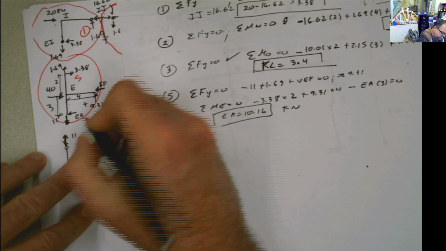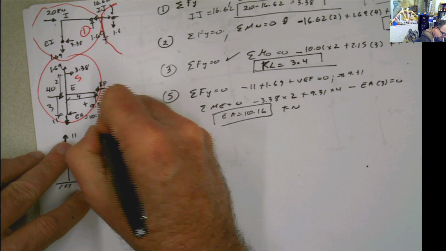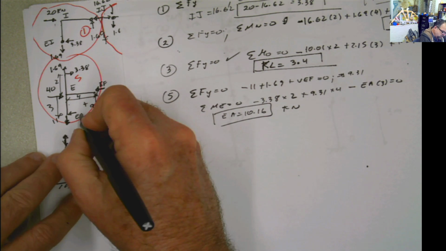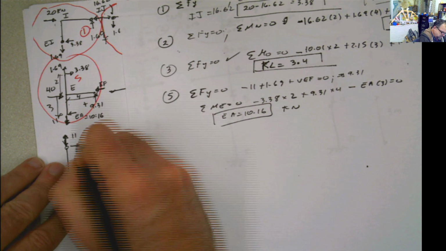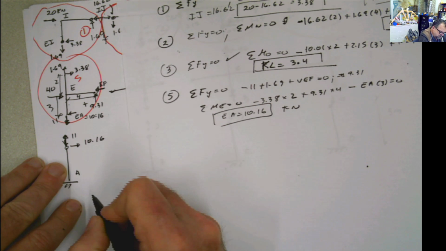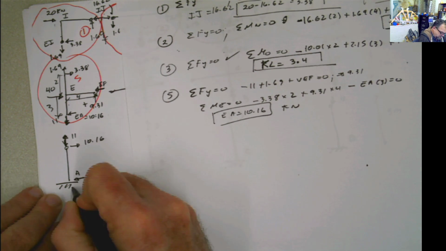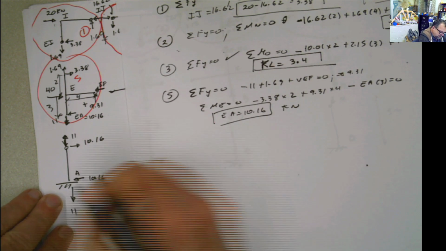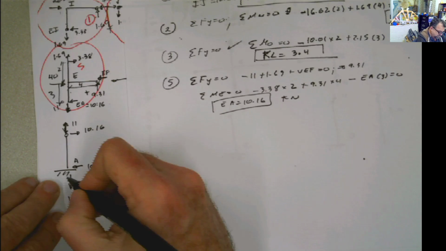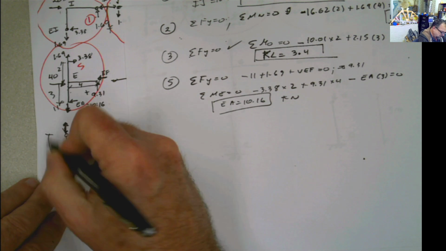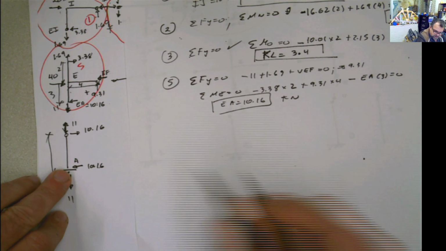I'm just not copying all of them because it's going to be a pain. 10.16, and immediately once you know that, you put it here, 10.16, and you have this, which is 11, and now you can calculate the moment at the base of the column because you know this part. How much is this distance? This distance is 3.